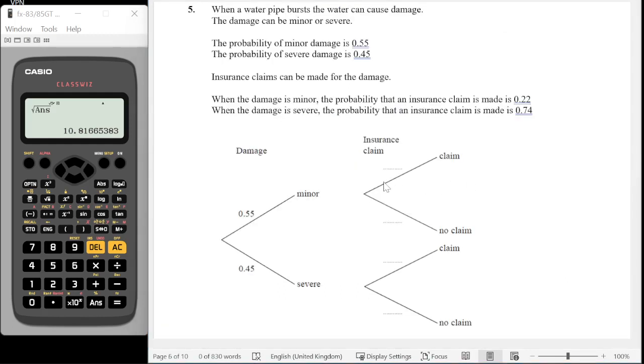Question five. When a water pipe bursts, the water can cause damage. The damage can be minor or severe. The probability of minor damage is 0.55. The probability of severe damage is 0.45. Insurance claims can be made for the damage. When the damage is minor, the probability that the insurance claim is made is 0.22. When the damage is severe, the probability that the insurance claim is made is 0.74.